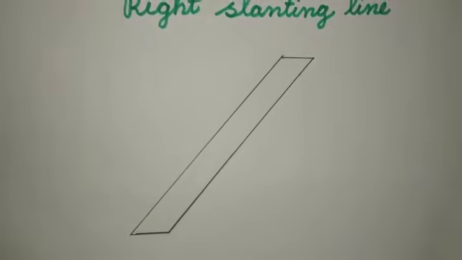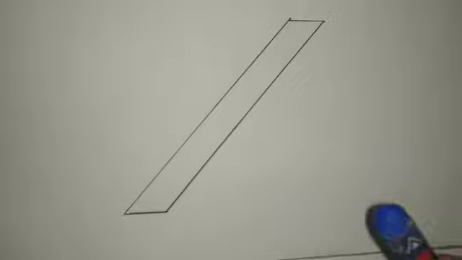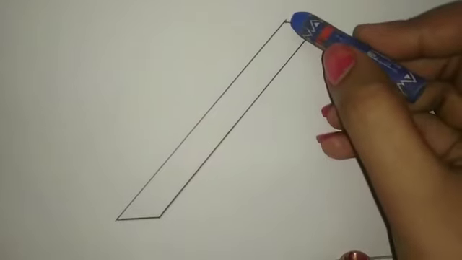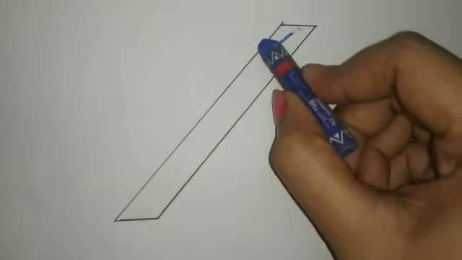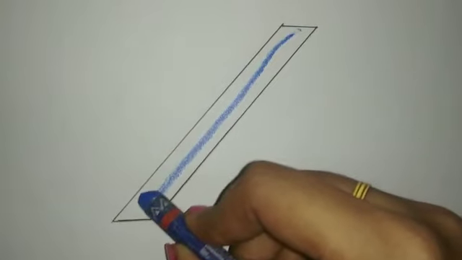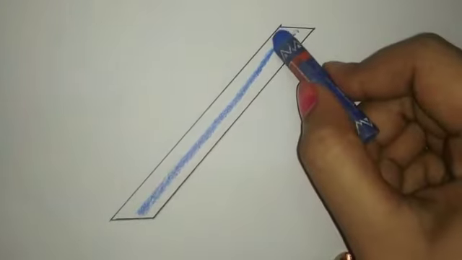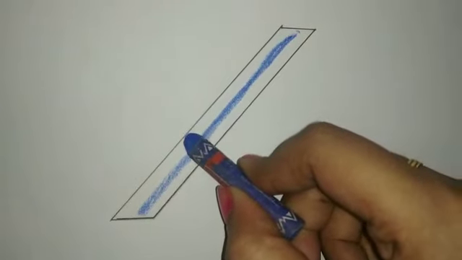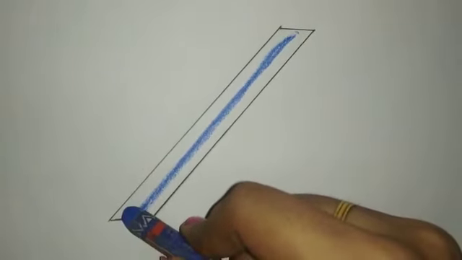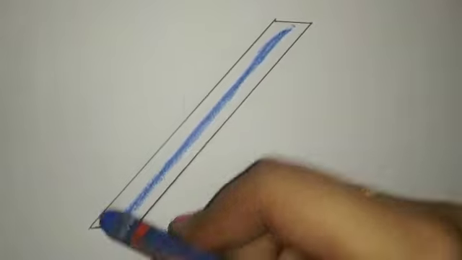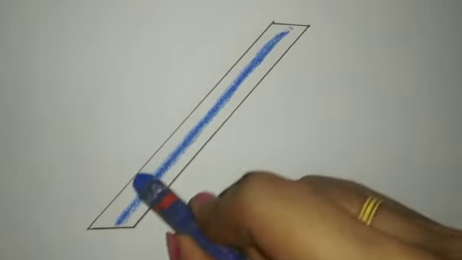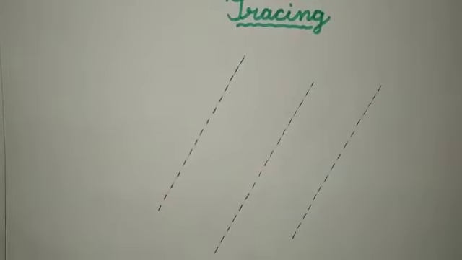Children, let us draw right slanting line using a crayon. From top to bottom, draw a slanting line. This is right slanting line. From top to bottom, draw a slanting line. This is right slanting line.